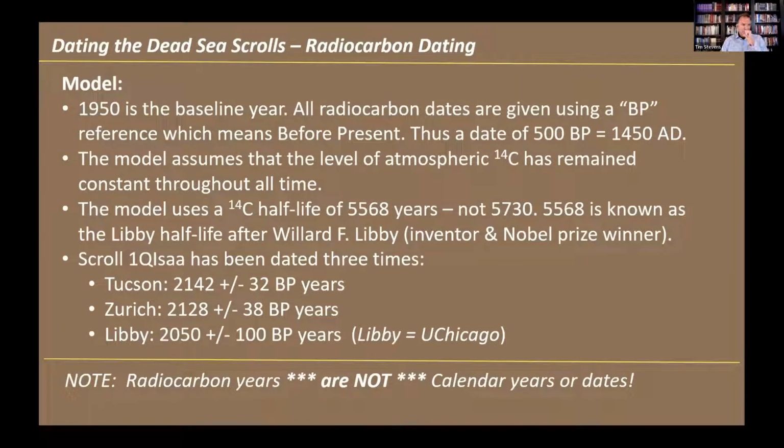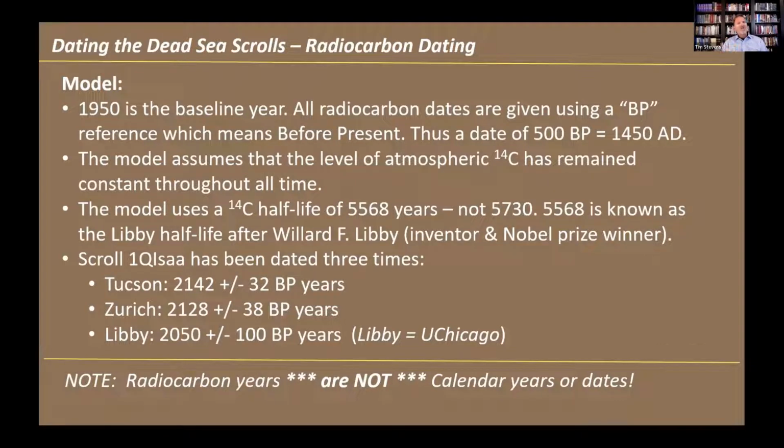Well, first off, interestingly, the baseline year used in radiocarbon dating is 1950. So all radiocarbon dates are given using a BP notation, which means before present. But the before present date isn't 2022, it's 1950. It's always 1950. Thus, a date of 500 BP would equal 1450 AD. Be 1950, I should say AD here. 1950 minus 500 takes us back to 1450 AD.